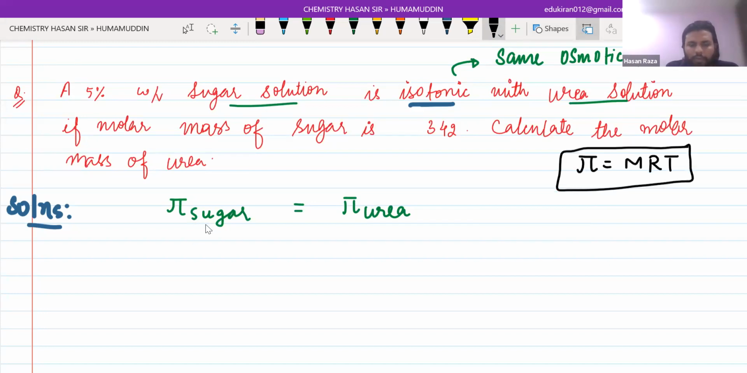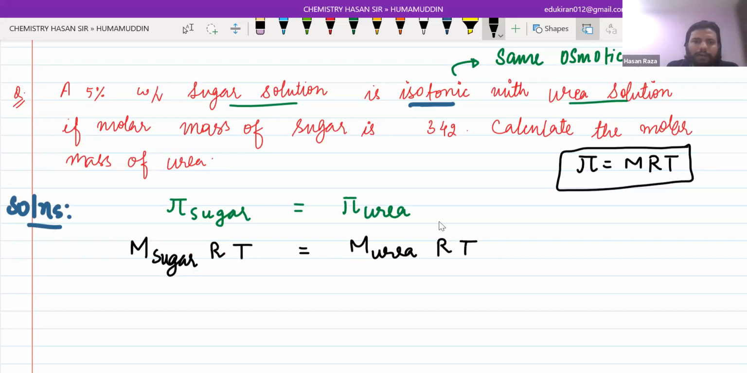So if I apply this formula, osmotic pressure of sugar will be molarity of sugar into R, which is a constant, and temperature is also constant. So R and T will be as they are. Again, molarity of urea into R into T. Is that clear? Yes. Okay. Now see, since R and T are common in both, we can easily cancel them with each other. RT and RT will be cancelled.